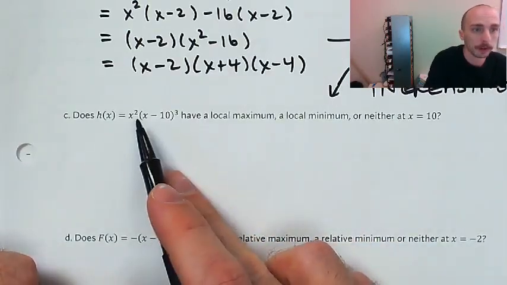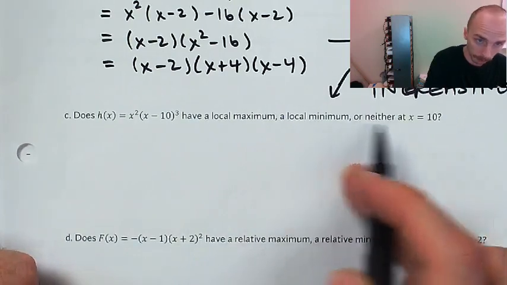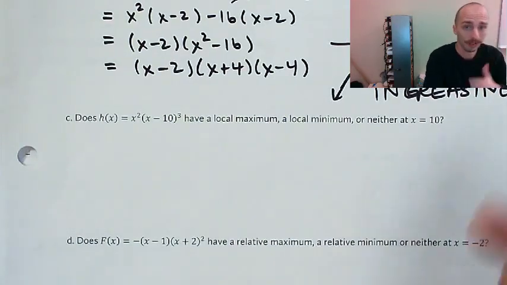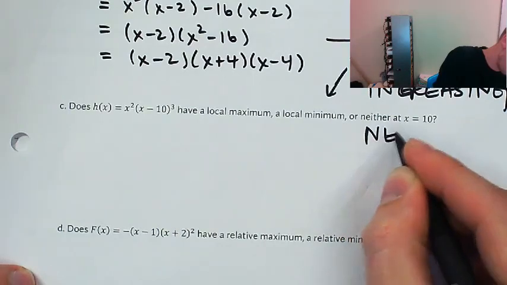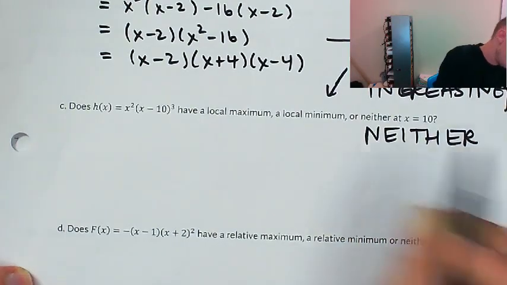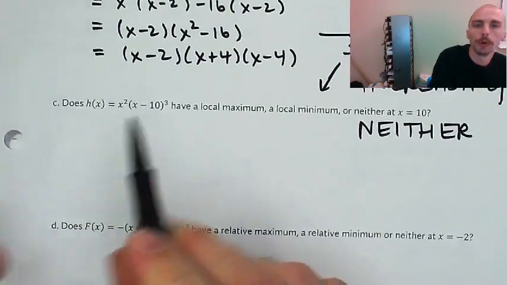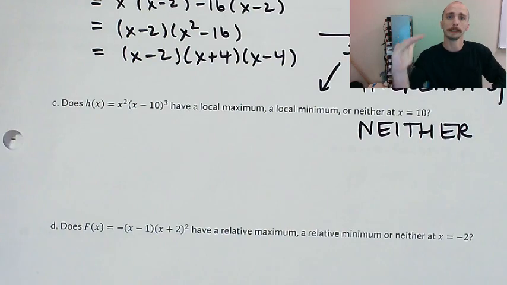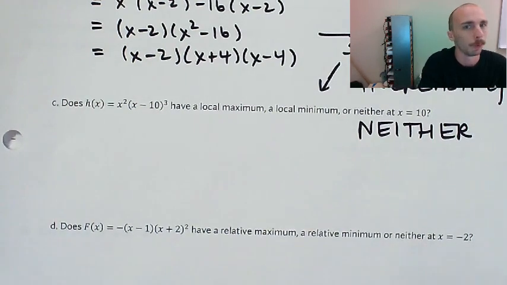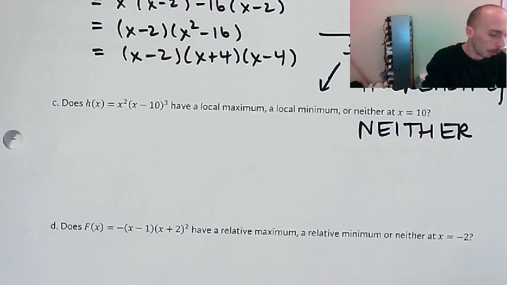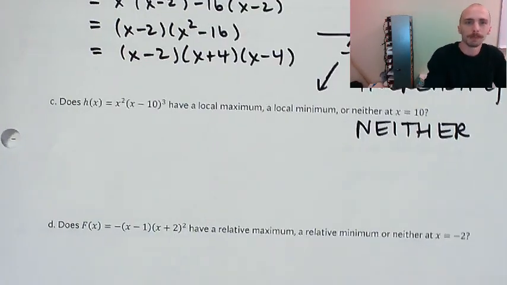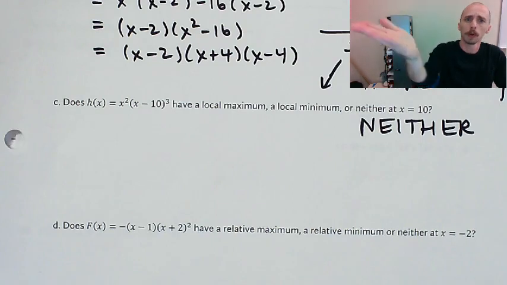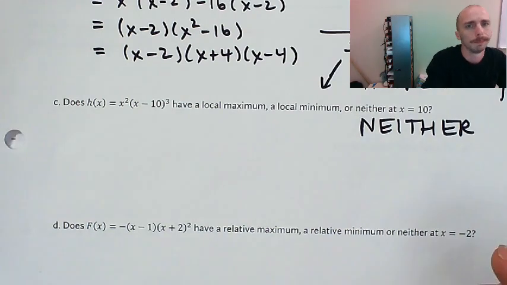Okay. Does x squared times x minus 10 cubed have a local maximum, a local minimum, or neither at x equals 10? Well, I'll tell you right now, I can already tell that this is going to be neither, because that's a triple root. And we know at a triple root, the graph does hesitate, but it does change sides. So it looks like it's coming up, and then it decides to keep going, well, it's increasing. Or the opposite could happen. It could come down, hesitate, and then go down. In that case, you would still be decreasing, and you're not having a maximum or minimum.